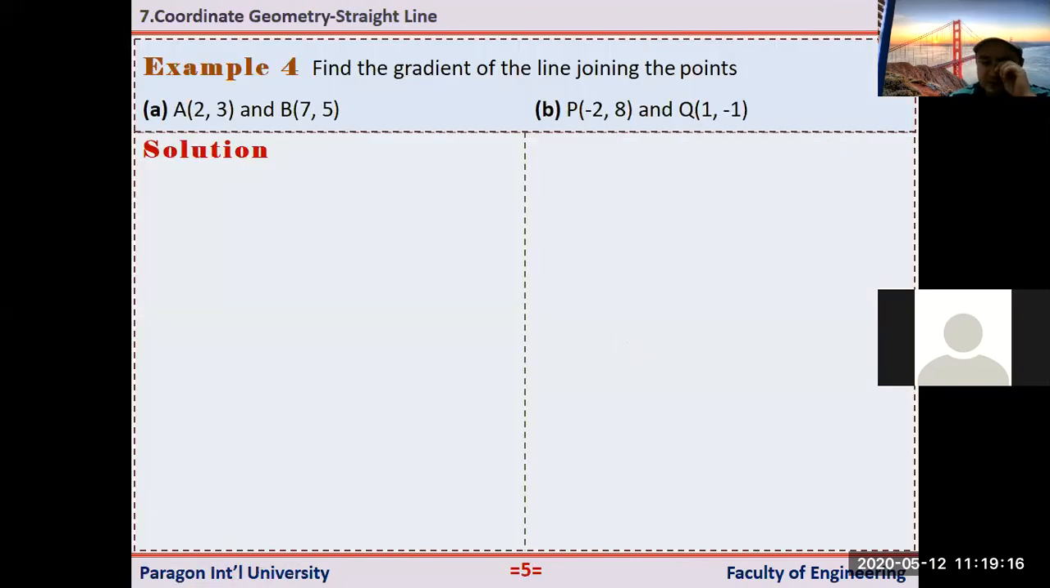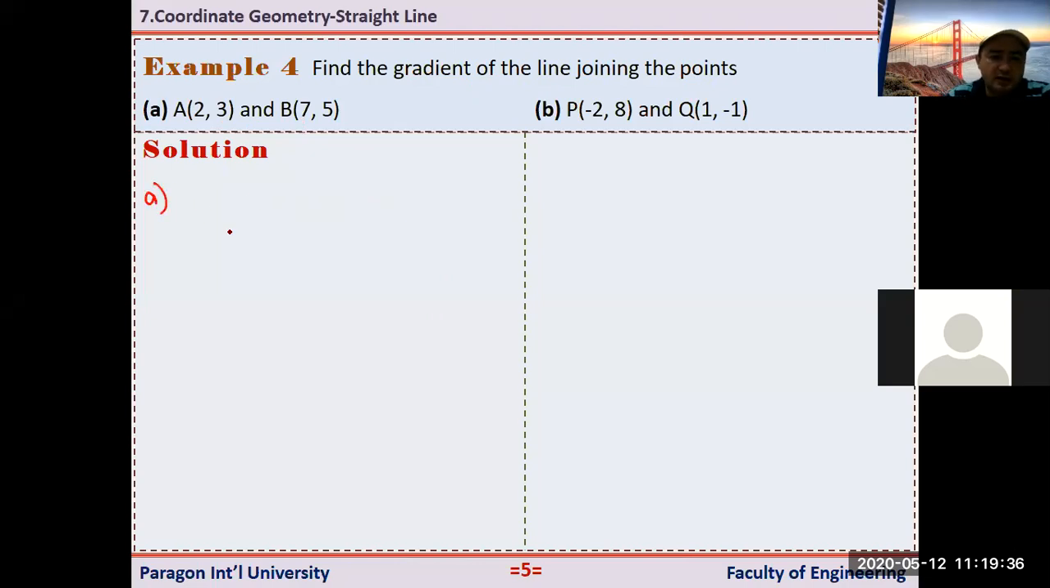We have 2 examples here and 1 example from exercise 7b. That much is enough. These are very basic and simple ideas. Find the gradient of the line joining the points. Now I don't want to draw this line. First, let's calculate this. After that, we can draw this. Otherwise, our drawing may be wrong.